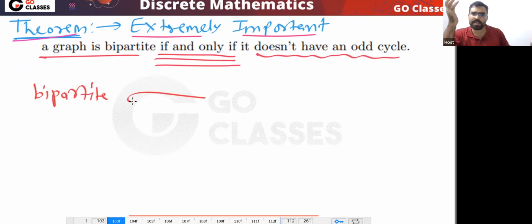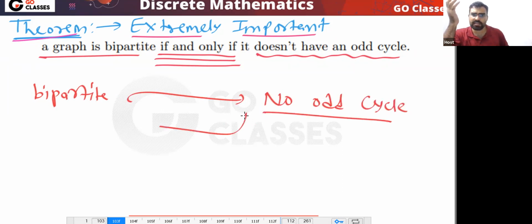If your graph is bipartite, then there is no odd cycle. And if there is no odd cycle, then it is bipartite. So it is an if and only if theorem. This is two-way. Is this clear?